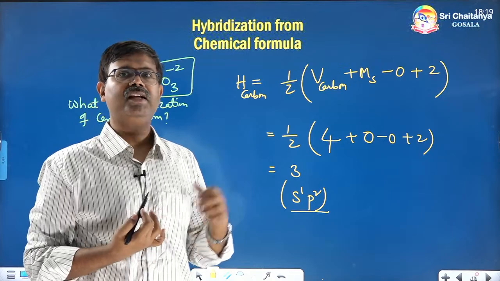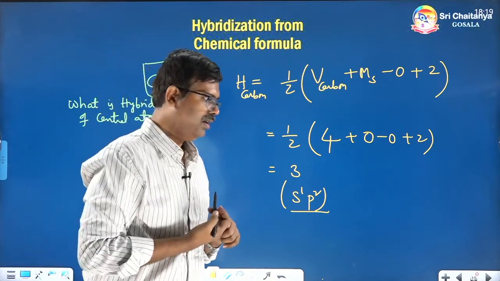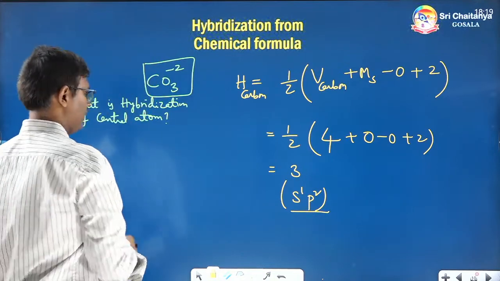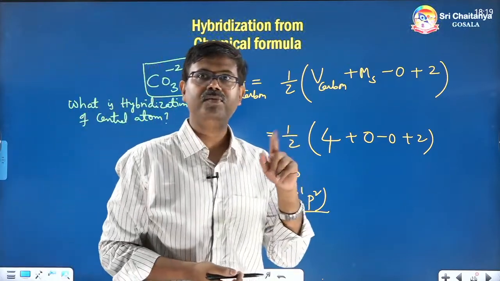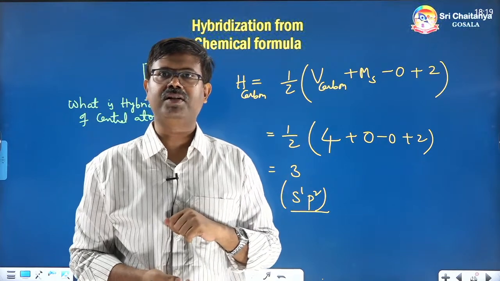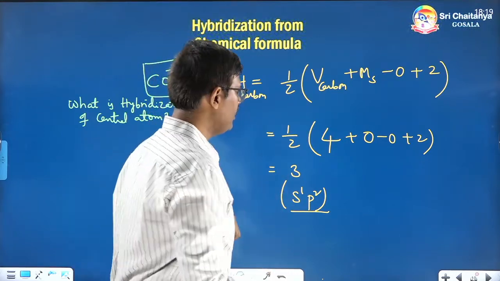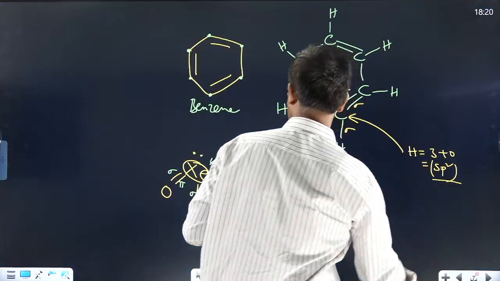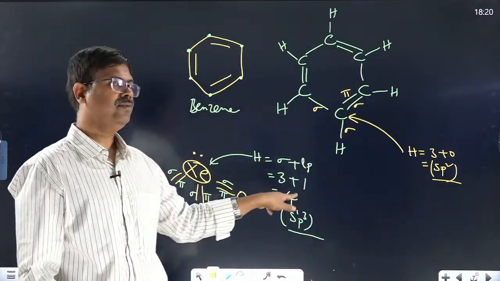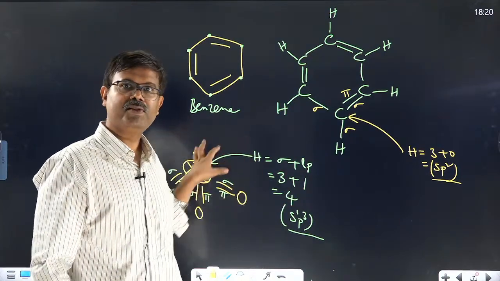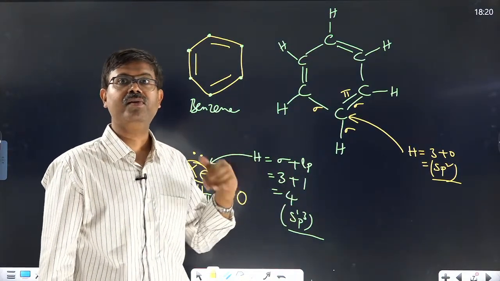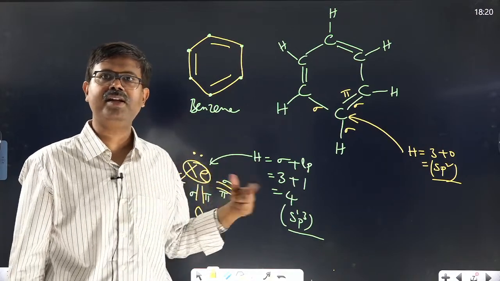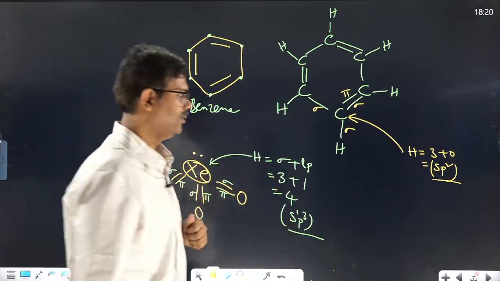Okay. Let's take another example. This time we will take XeO3. We did XeO3 previously from the structure. What hybridization did we get in XeO3? sp3, from the structure. Now we will use the formula, not the structure, and figure out whether we get sp3 or a different one.